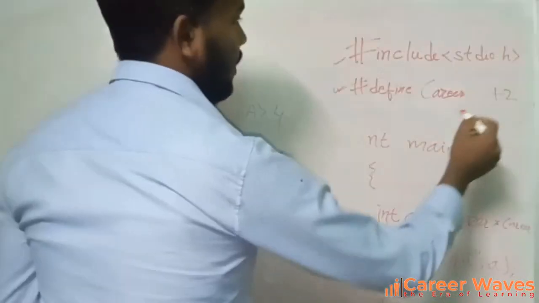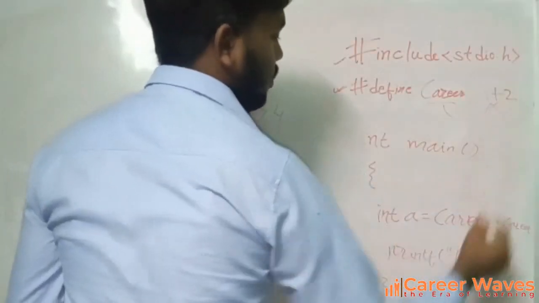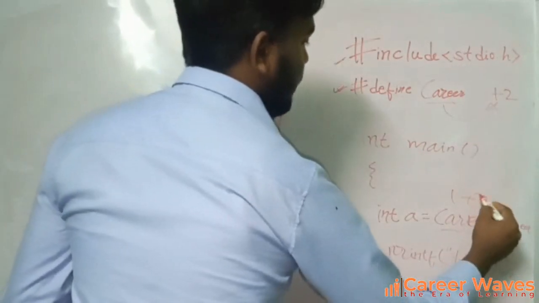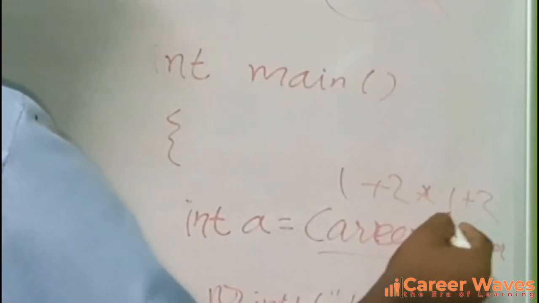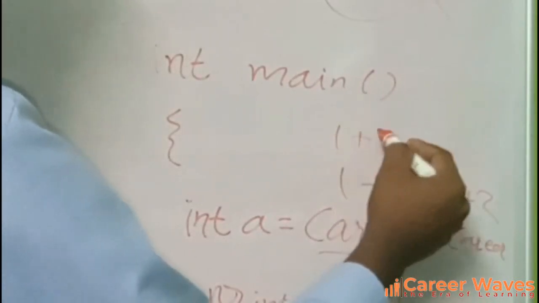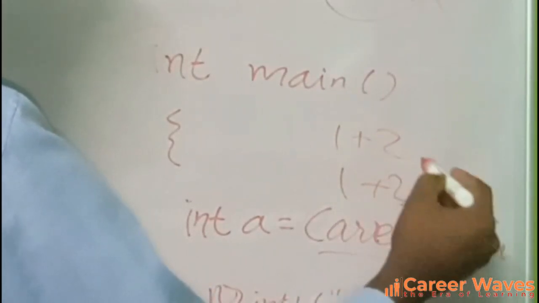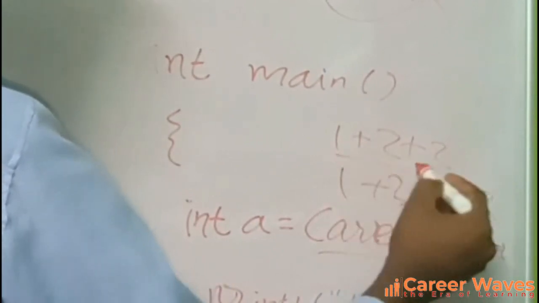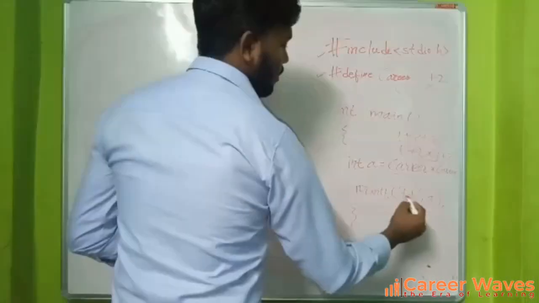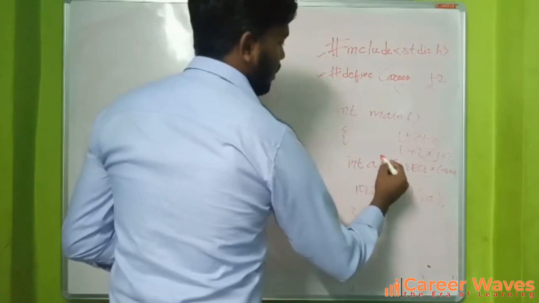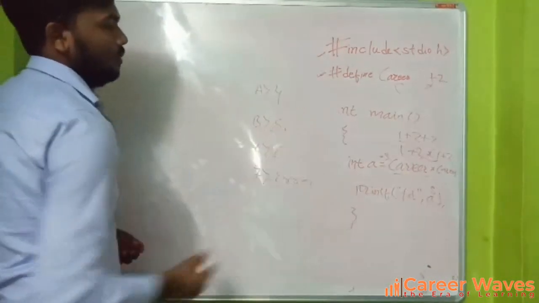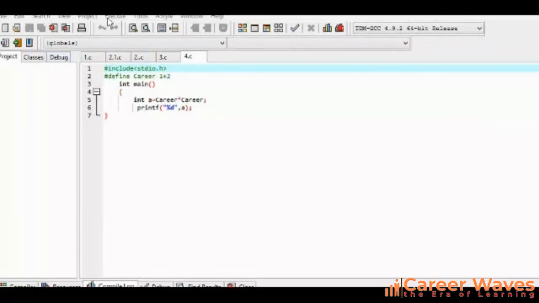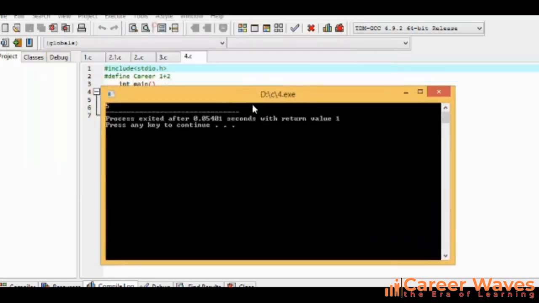Again, the preprocessor will resolve this macro as 1 plus 2. So here 1 plus 2 will be written, multiplication 1 plus 2. So this will be resolved first. So 2 into 1 becomes 2, plus 2. 1 plus 2 plus 2 becomes 5. So printf percentage d, a. So the value of a is 5. So 5 will be printed, and hence the answer will be this. As you can see, the output for this code is 5.